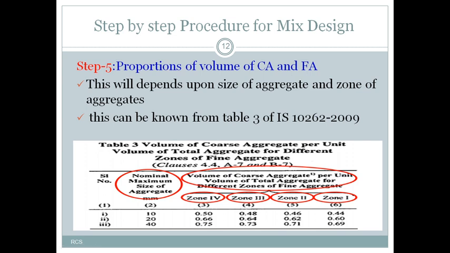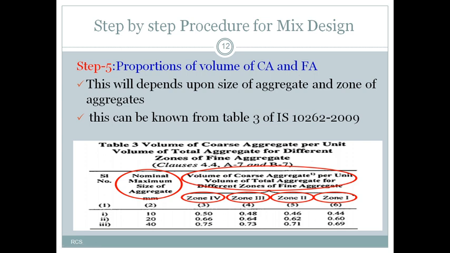Next, the proportions of volume of coarse aggregate and fine aggregate. Right. This will depend upon the size of the coarse aggregate and the zone of the fine aggregate. This can be known from Table 3 of IS 10262 2009. So this is Table 3 of IS 10262 2009. As I said, it depends upon the nominal size of the aggregate as well as the zone in which our fine aggregate falls. Based on these two criteria, we can calculate the proportions of coarse aggregate and fine aggregate.